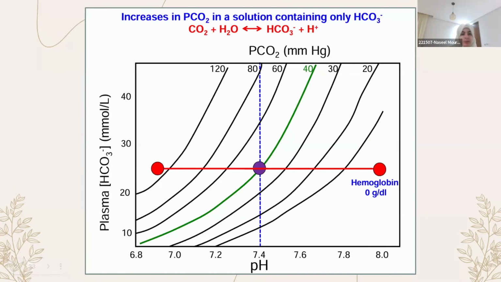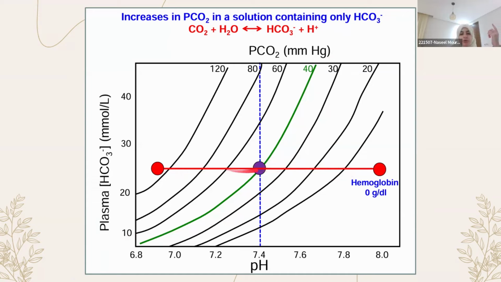Okay, so this is the Davenport diagram in the case of having only bicarbonate, so the bicarbonate CO2 buffer. This would be what we call the buffer line. This is a red line, okay? And this shows basically the changes that happen when you have changes in CO2, okay?